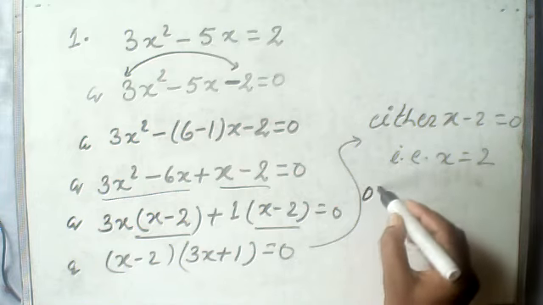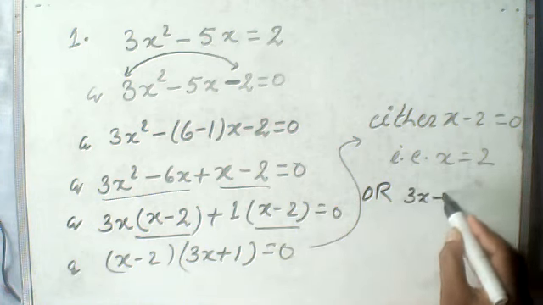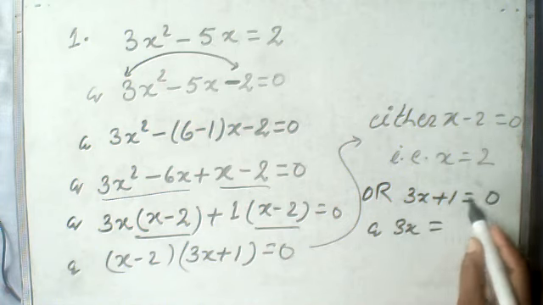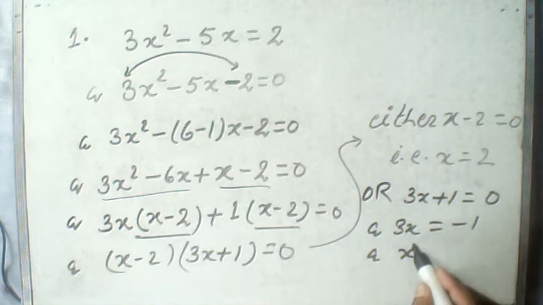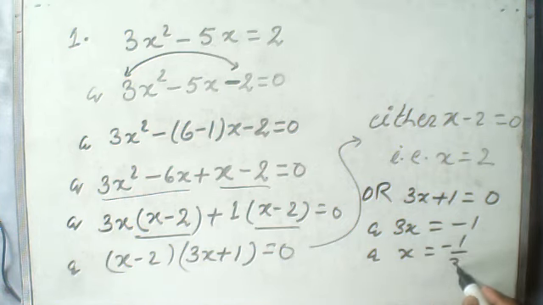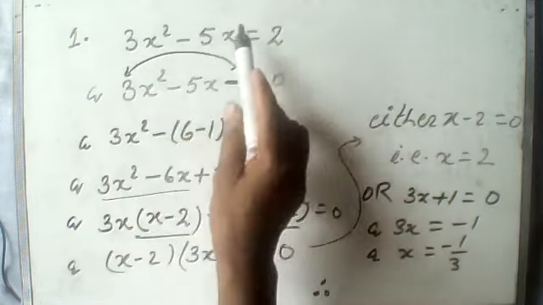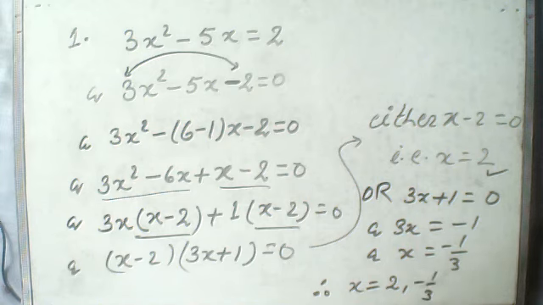Now, for the second solution, 3x plus 1 is equal to 0, or 3x is equal to plus 1 is transposed to the right side, it will be minus 1. We need to get x, not 3x, so x is equal to minus 1 over 3. So we have two values of x here, since this is of order 2. This is a quadratic equation, so we'll have two solutions of x. So x is equal to 2, and minus 1 by 3.